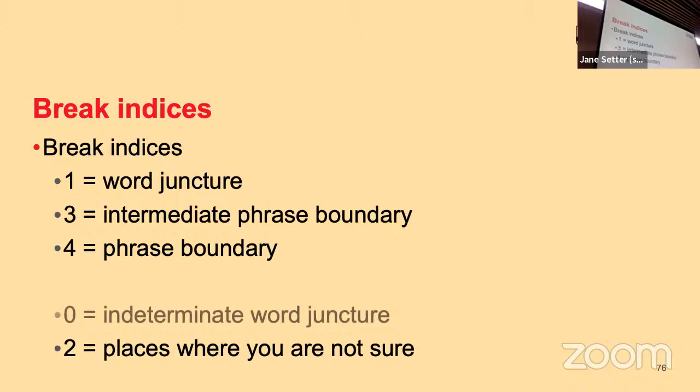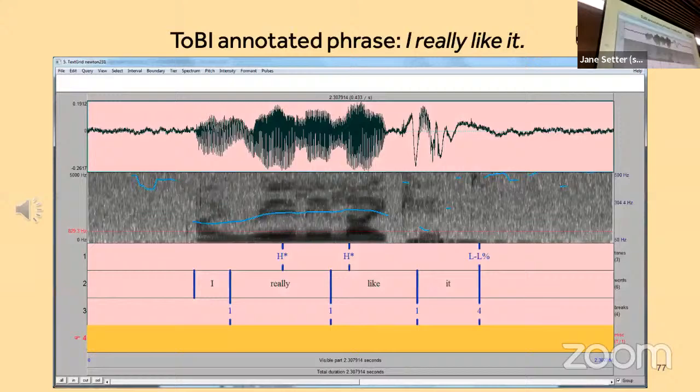Oh, and I've managed to animate this weirdly. And then we've got indeterminate word juncture as well. So if you're not sure where the difference is between the words, you can put in a zero. So this is an example of the phrase, I really like it. Can I play it to you? Oh, yes, I can. Okay.